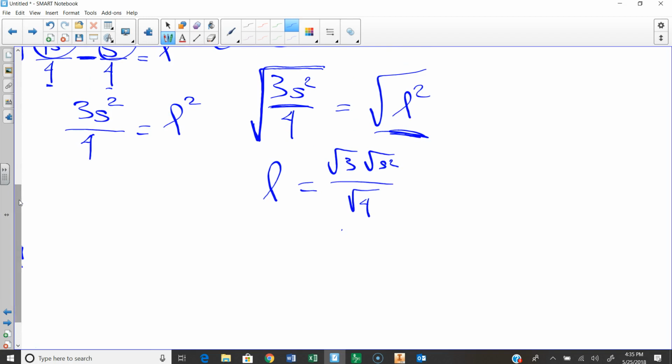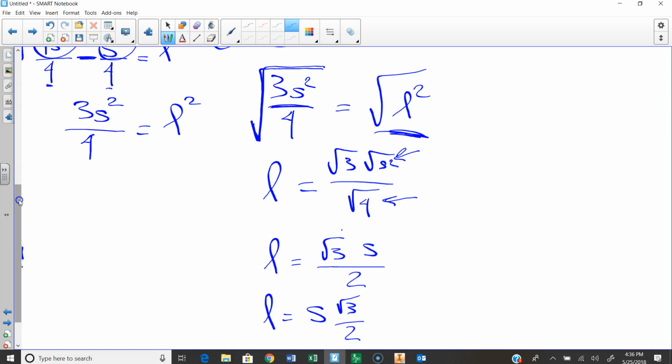Well, I can take the square root of this and this. So I have L equals, I'm going to write the square root of 3 times s over 2. Square root of 4 is 2. Another way to write that, I'm going to put it as s times the square root of 3 over 2.